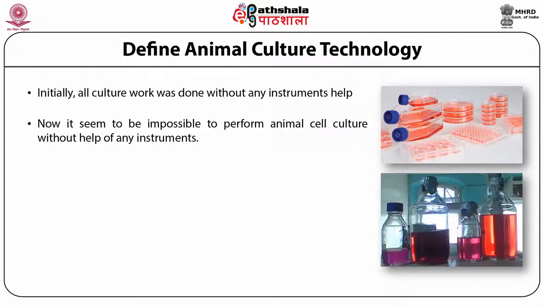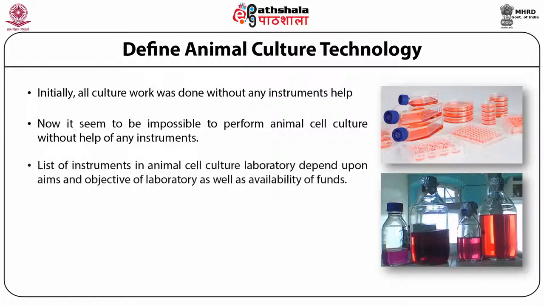These are the main backbone of animal cell culture. You cannot perform animal cell culture without the help of instruments. The list of instruments in an animal cell culture laboratory depends upon the aims and objectives of your laboratory as well as the availability of funds, because the requirement of instruments is very large. So if you have plenty of funds, you can purchase all.